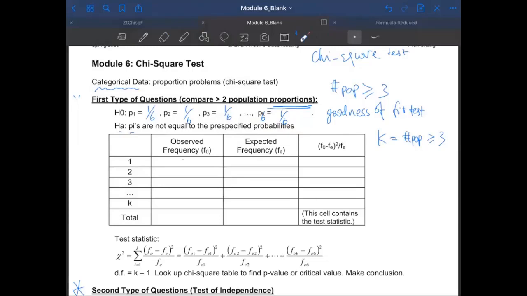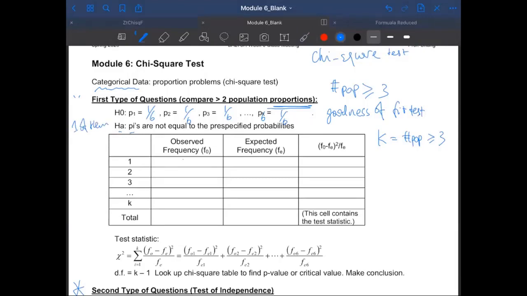So do I have to have P1 not equal to 1/6, P2 not equal to 1/6, all of them different from 1/6 for the alternative hypothesis? Just one of them has to be. You just need one of them to be different from 1/6; you don't need all of them to be different. It's very, very important. I'm going to write down here, just one of them.